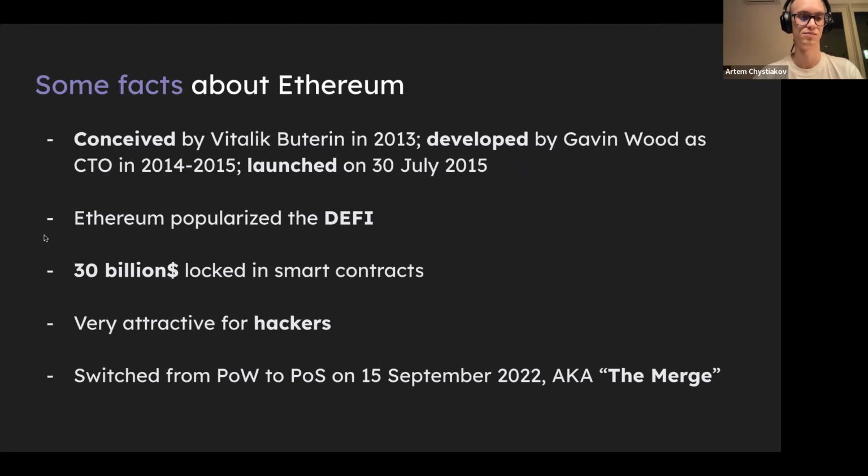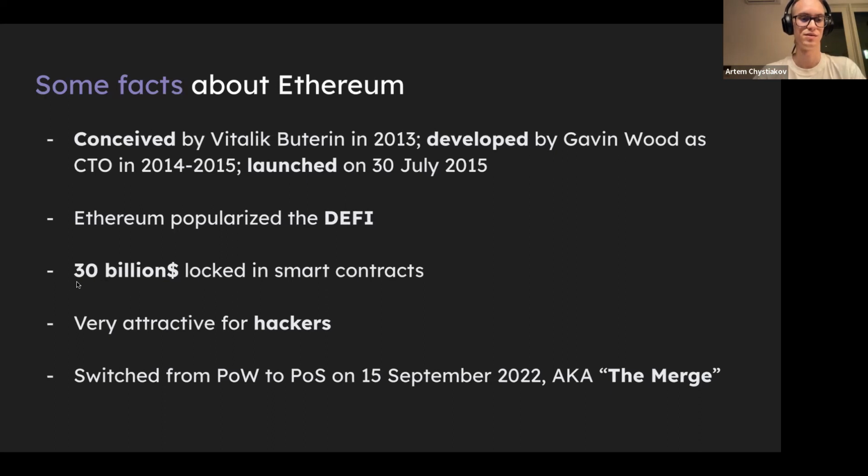who right now is working on Polkadot. Ethereum popularized DeFi because Ethereum is a Turing-complete blockchain. You can code whatever you want there. So the obvious decision was to make money on that. So decentralized finance was born. For example, Uniswap is a decentralized exchange, which belongs to decentralized finance. So there are a lot of projects that may be used under the term DeFi.